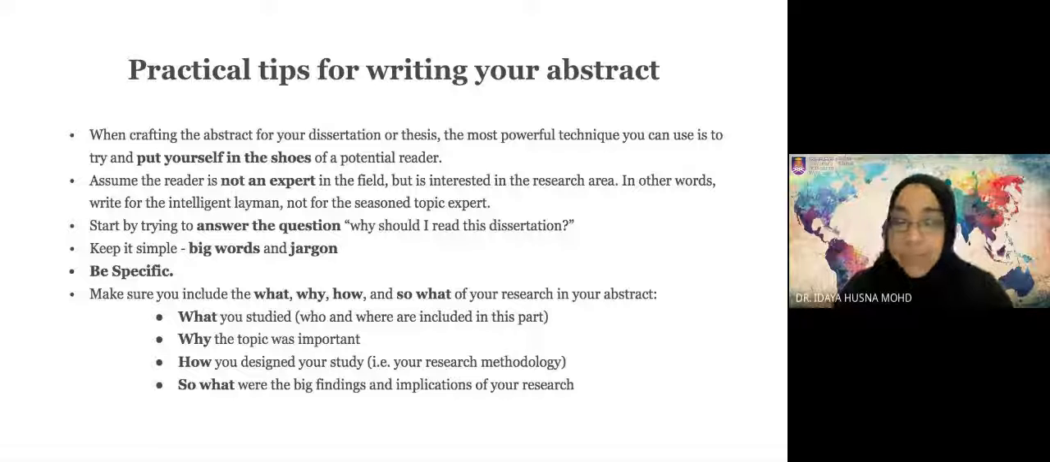Okay, so for example, you are doing research on industrial relations in your country, and you have interviewed workers from the manufacturing industry, and so what's the implication? So that's how it's going to be, right? So those are some practical tips that can help you in writing your abstract.